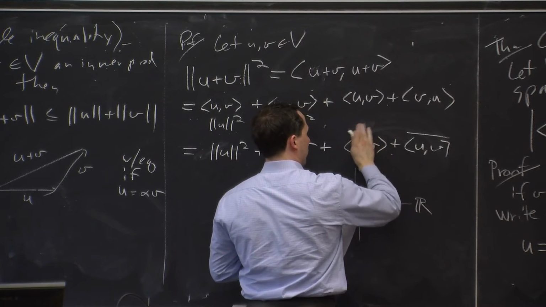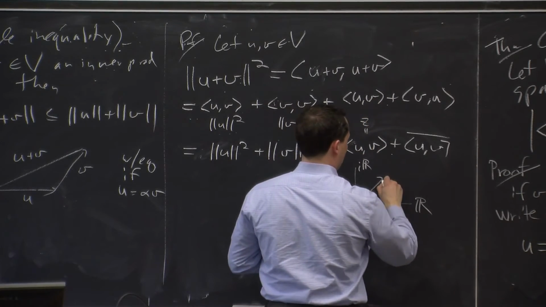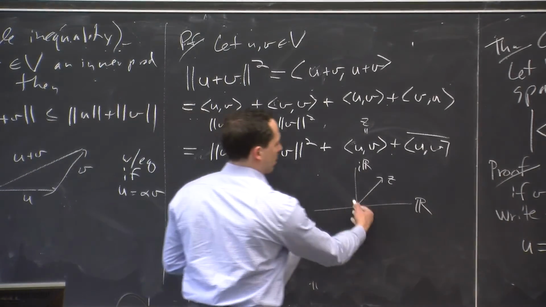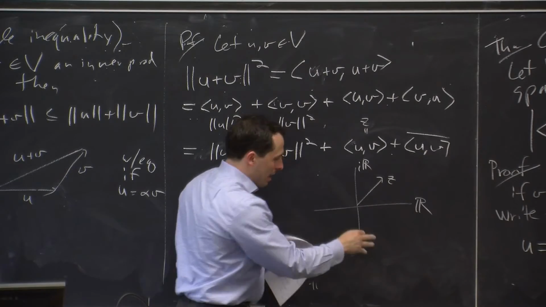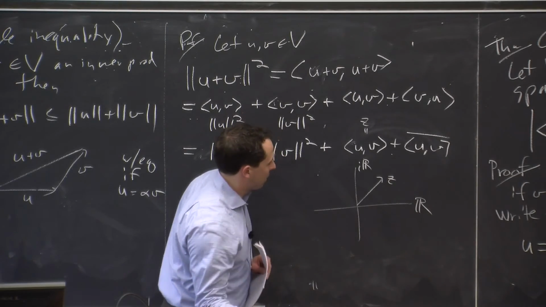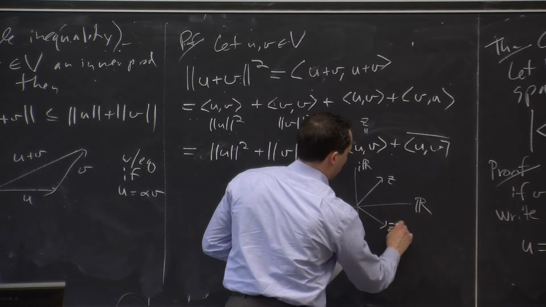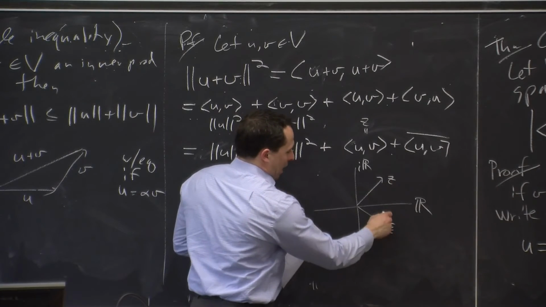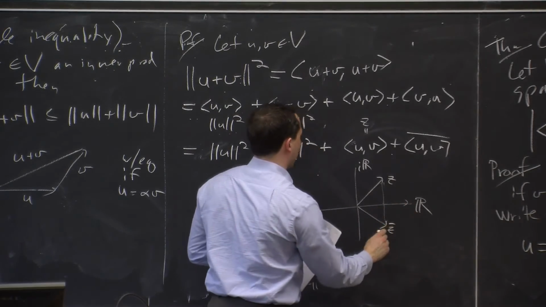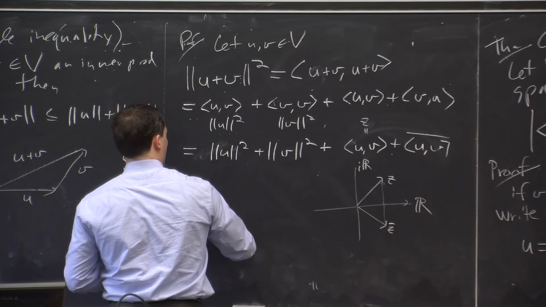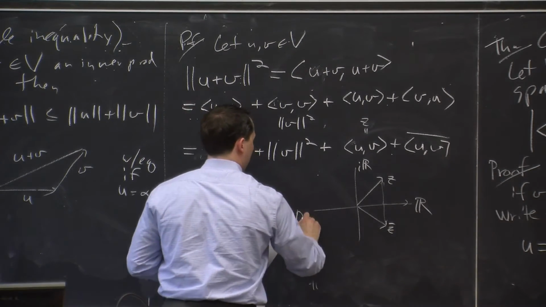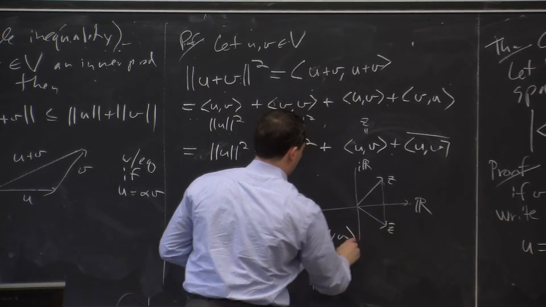Let's call this number z. I can think about z as just some vector in the complex plane, something which is real plus something which is imaginary. If I conjugate it, that means I take its imaginary part and reflect it through this axis, right? I turn plus i something to minus i something. So that's z bar down here. So when I add z and z bar together, the imaginary parts exactly cancel and the real parts exactly add. So that's equal to norm of u squared plus norm of v squared plus twice the real part of the inner product of u and v.